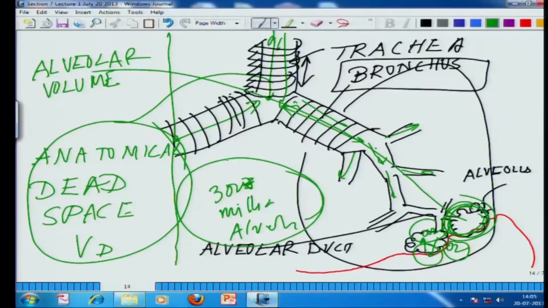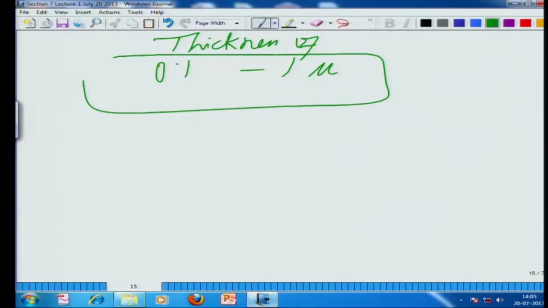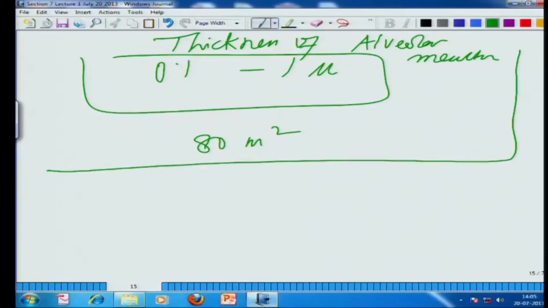And if you look at the geometry of the alveoli, the alveolar membrane is 0.1 to 1 micron thick, depending on which location it is. This is the thickness of the alveolar membrane, and it has a huge surface area, almost 80 square meters.